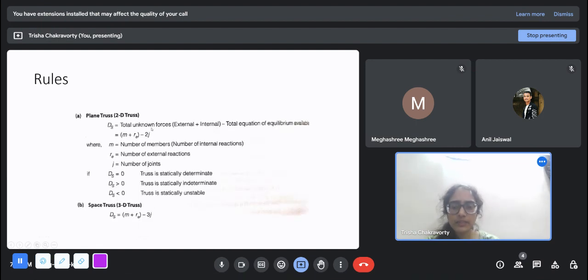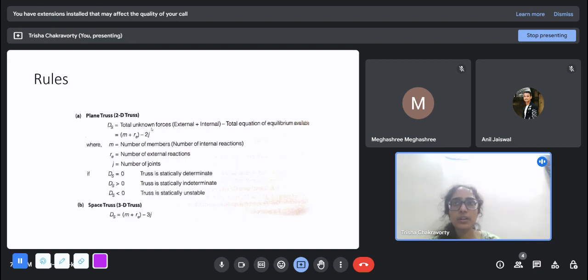Now these are the rules, some formulas that we use to find the degree of indeterminacy in a truss. The first step when you are given a structure is to find its degree of indeterminacy, because if it is a determinate structure you can solve the support reactions directly and go into the problem. But if it is indeterminate, we will have to employ the other methods we are going to learn now, or we learned in the last class in week 7.